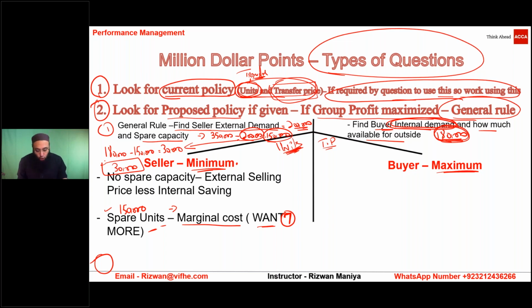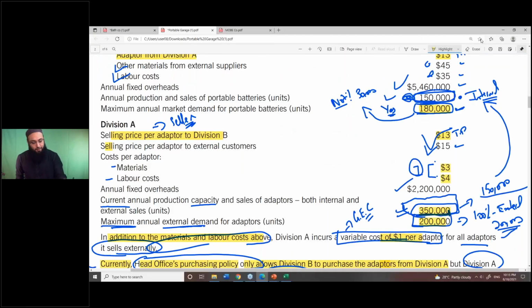Right? So for the units that I'm transferring from the external market, it is an opportunity that I'm foregoing. And you know that the transfer price will be external selling price less internal saving. This is a rule now for you. Remember the rule. For units that are not spare, the rule is external selling price less internal saving. So external selling price is how much? It's 15, right? 15.